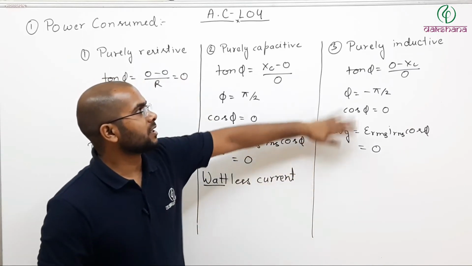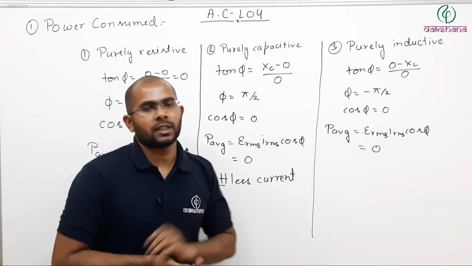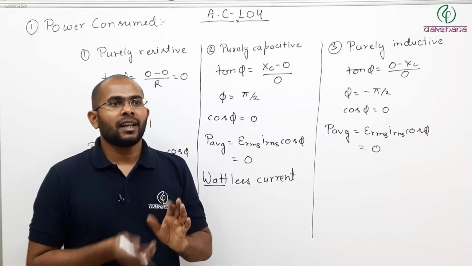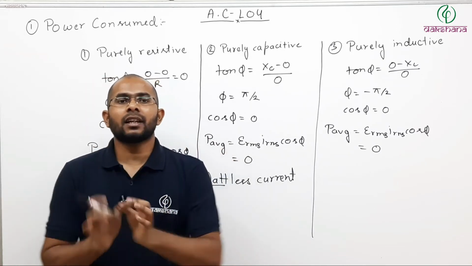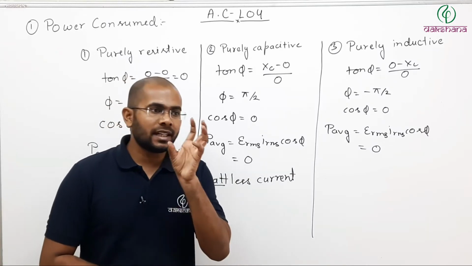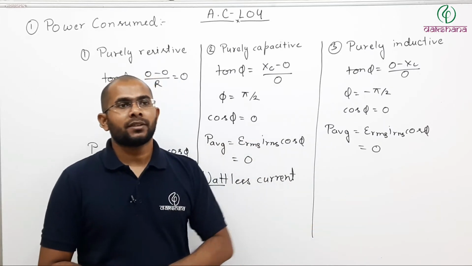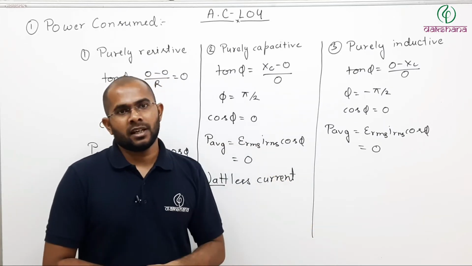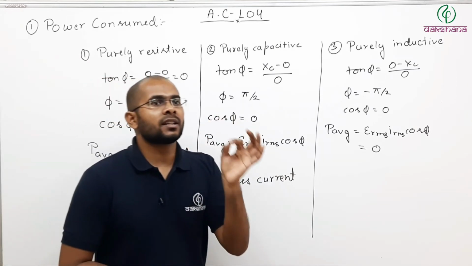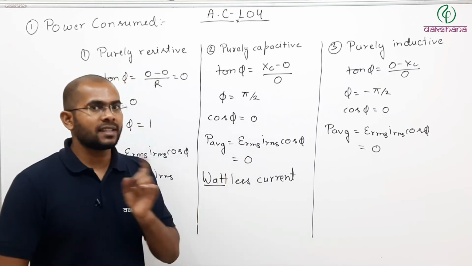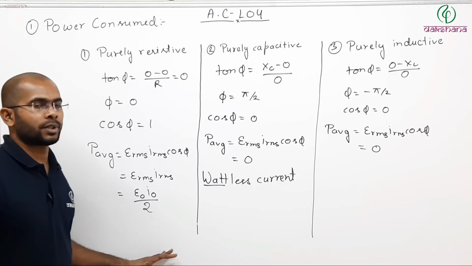So P average in case of a purely inductive or purely capacitive circuit is 0. This means that if you add an inductor or a capacitor in a circuit, the inductor or capacitor does not consume power. They do not lose heat. The only thing that loses heat in a circuit is your resistor. When we talk about the LCR circuit, we will discuss that in detail. For now, pause the video and note it down.